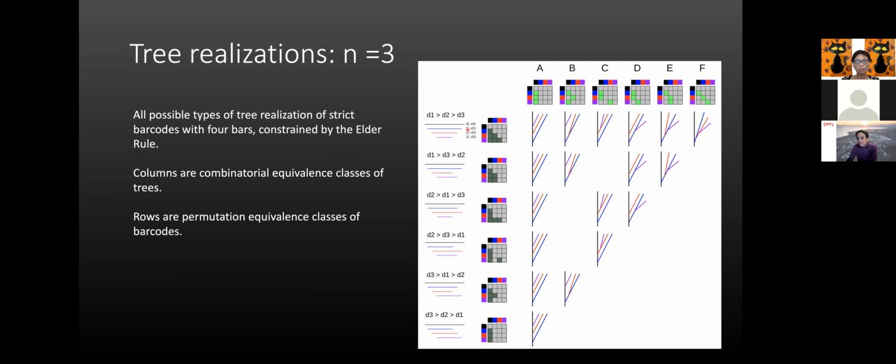And what we see here is there's an interesting relation between the possible permutation types of barcodes and the possible combinatorial types of trees. So for example, this very simple combinatorial type of tree can be a realization of any one of these barcodes. And this barcode admits any possible combinatorial tree type as its realization. But in general, the relation between permutation types of barcodes and combinatorial types of trees is relatively complex.